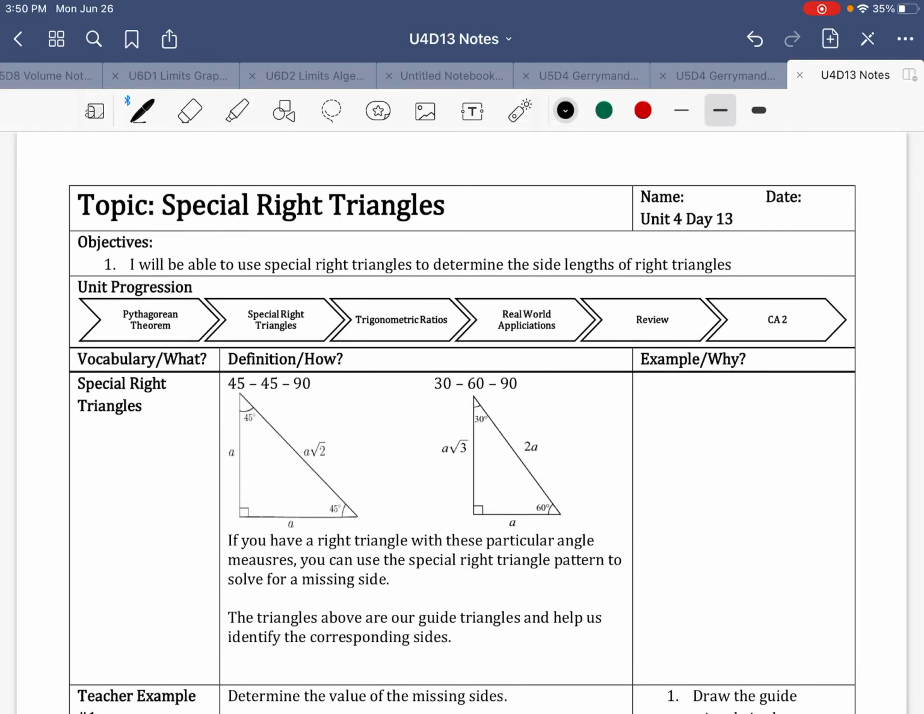Hello everyone. Today is Unit 4, Day 13, Special Right Triangles. I will be able to use special right triangles to determine the side lengths of right triangles.